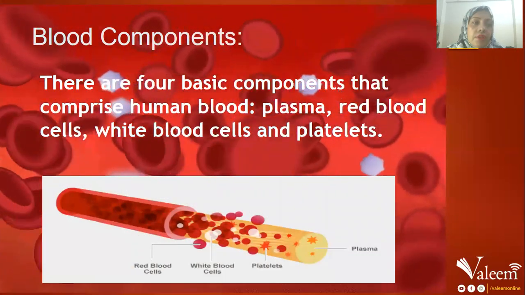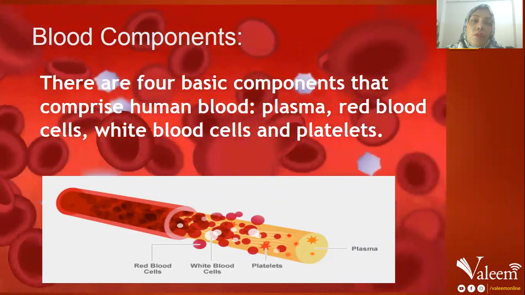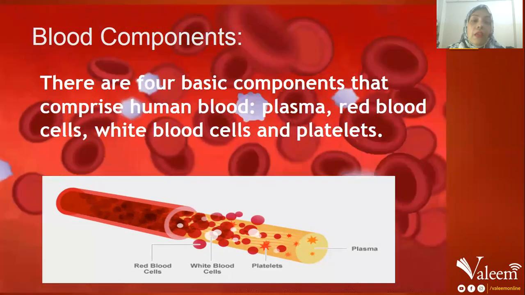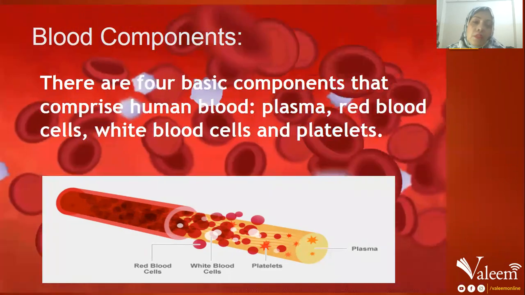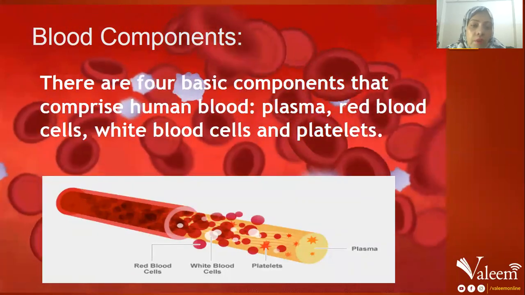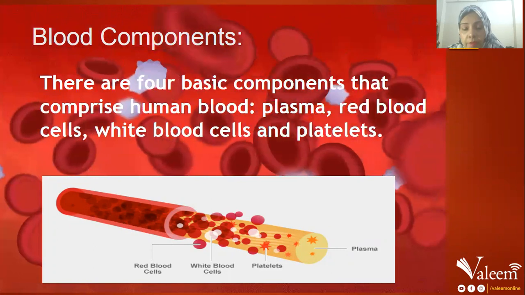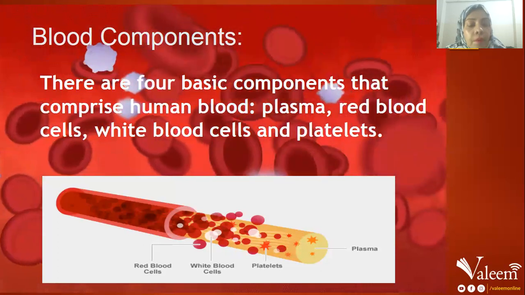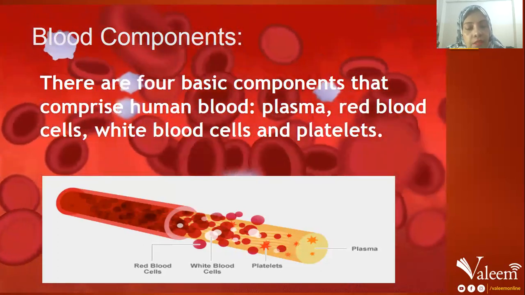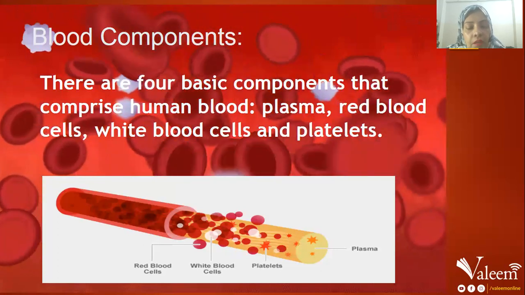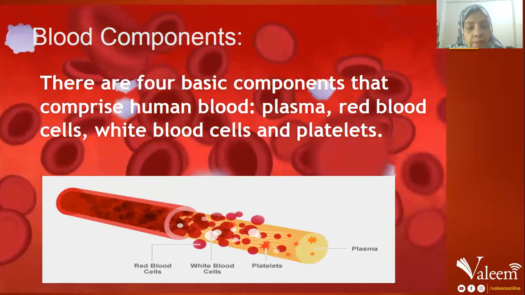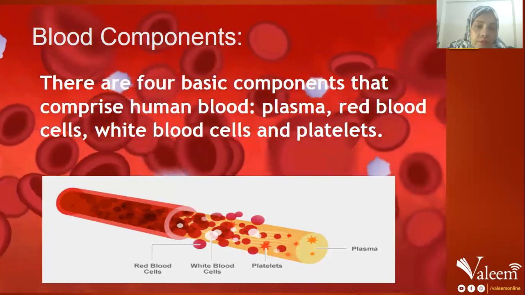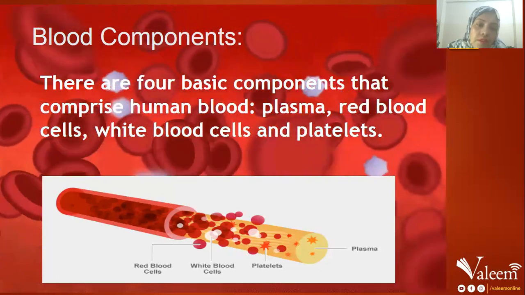Now, after that, you need to know about the components of the blood. If you see this picture, basically the blood is composed of 4 basic components. Number 1 is plasma, then red blood cells, white blood cells, and the platelets. If you see this picture, there is a small part of a blood vessel, and in this blood vessel, you can see there are 4 basic components. These are the red blood cells, white blood cells, platelets, and the plasma. So these are the 4 basic parts which perform different jobs.